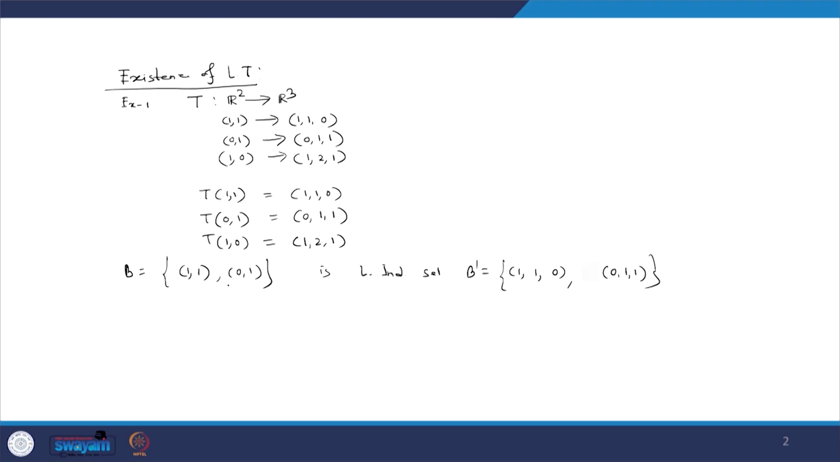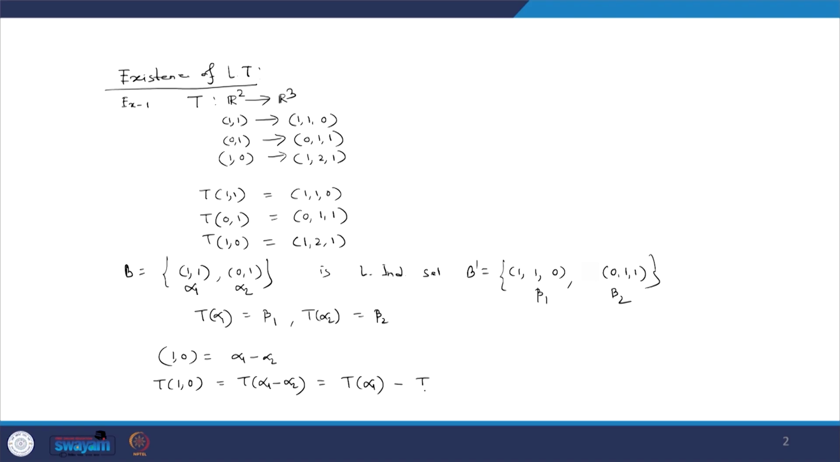Now, since this is linearly independent, by the previous theorems we have proved, there is a linear transformation. Suppose this is alpha 1 and alpha 2, and these are beta 1 and beta 2. Then there exists a linear transformation T from R2 to R3 such that T of alpha 1 equals beta 1 and T of alpha 2 equals beta 2. But here we have another condition: (1,0) is a linear combination, alpha 1 minus alpha 2. If such a linear transformation is possible, then T of (1,0) should equal T of alpha 1 minus alpha 2, which equals T of alpha 1 minus T of alpha 2.